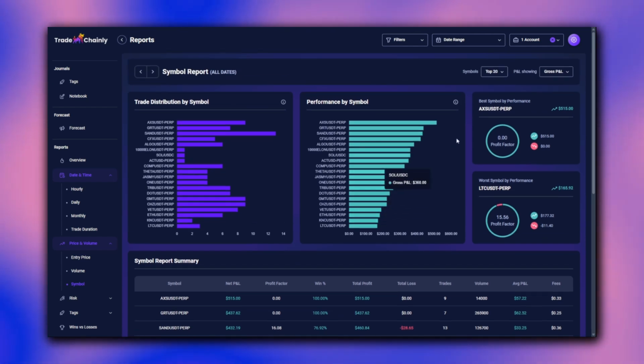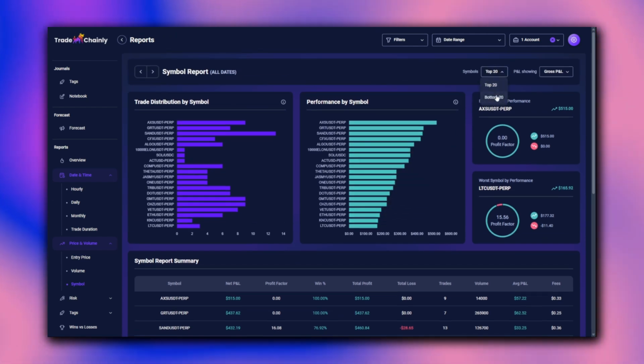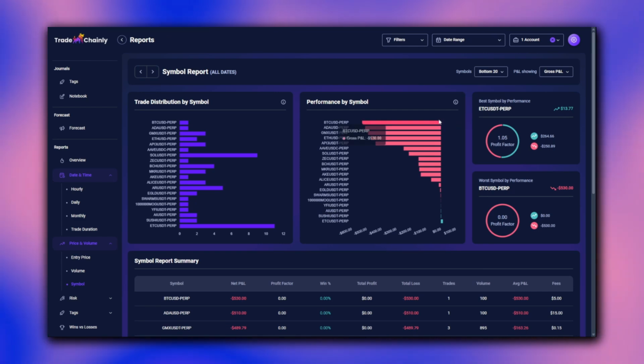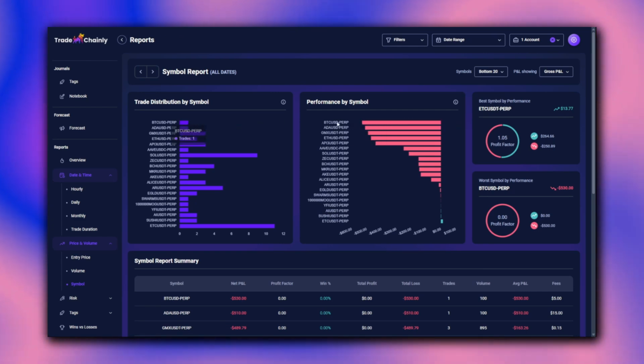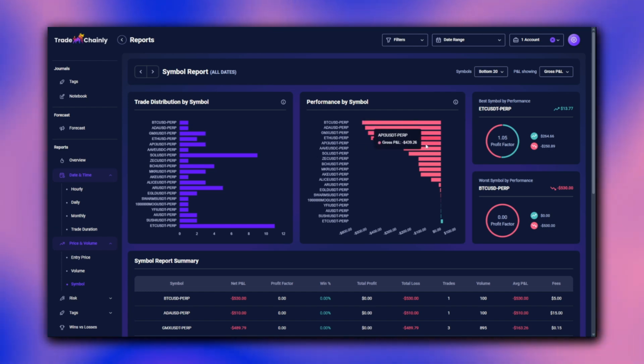By default, this shows me the 20 top performing symbols. But if I check my worst performing ones, I can see trading Bitcoin is my weakest point. I should avoid or adjust my strategy for it.